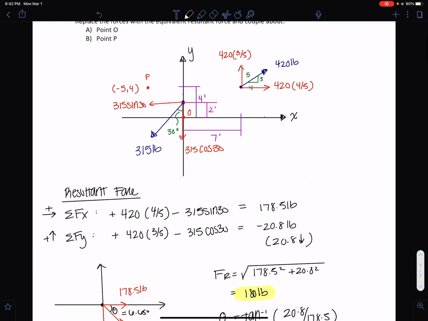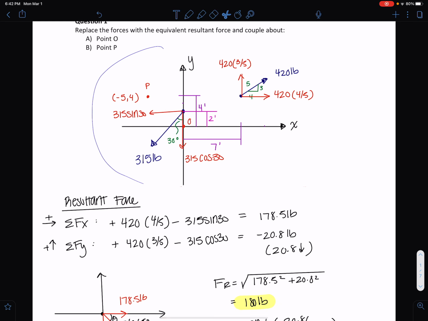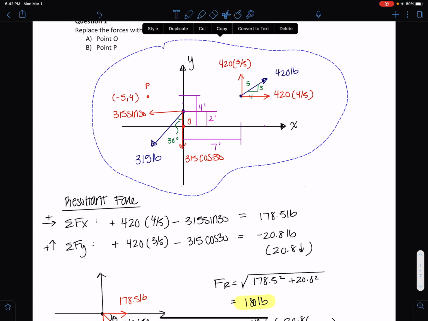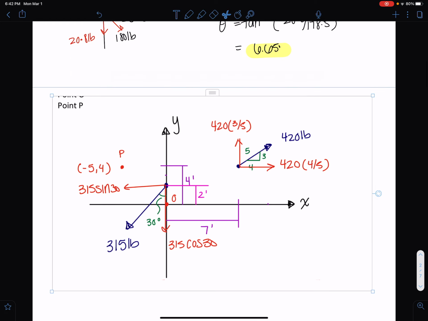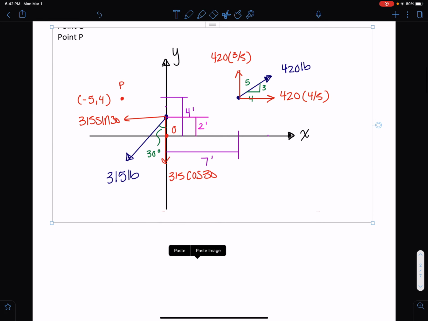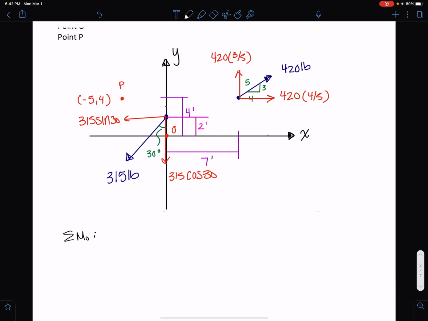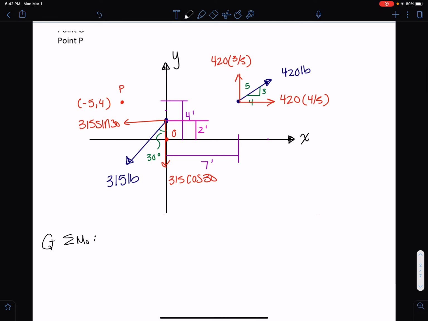So this is the resultant force and the angle at which it acts. Now, the next step here, I'm actually going to copy this diagram down here so we can work through summing the moments about point O. The most difficult part about this is figuring out the moment arms. I'm going to say counterclockwise is positive.